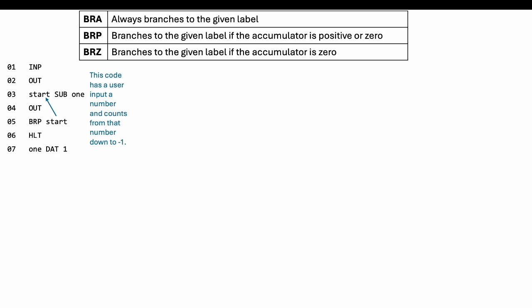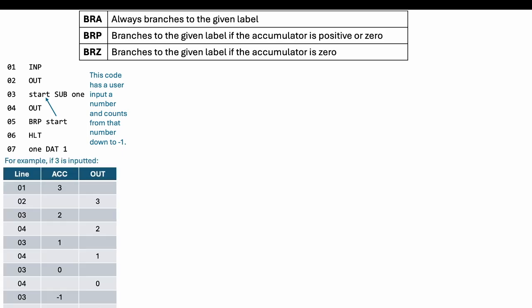to -1 inclusive. So for example, if they input 3, 3 is in the accumulator, and then we output 3 on line 2. We subtract 1, which puts 2 in our accumulator, we output that, and then on line 5, right now 2 is in the accumulator, so we jump up to start, where we subtract 1, so 1 is in the accumulator, we output 1, 1 is positive, so we jump up to start, where we subtract 1, we output, we're at 0 now, 0 still counts as positive, so we jump up to start, where we subtract 1, we output -1, -1 is not positive, so then we halt.